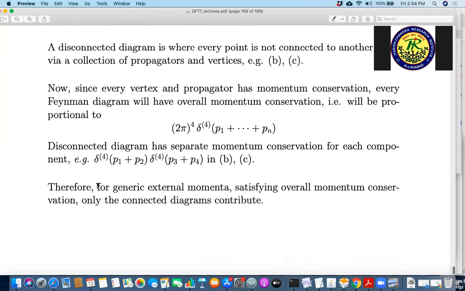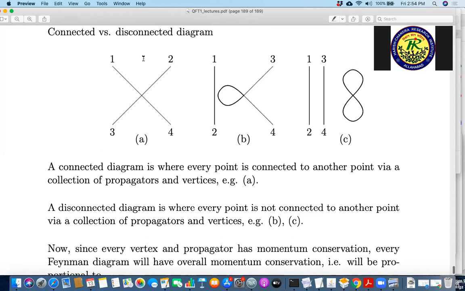So for this, we say that for generic external momenta that satisfy overall momentum conservation, only the connected diagrams contribute. If you take P1, P2, P3 arbitrarily, and choose P4 to be minus P1 minus P2 minus P3, which is required by this overall delta function, then diagram A will contribute, but diagrams B and C will not.